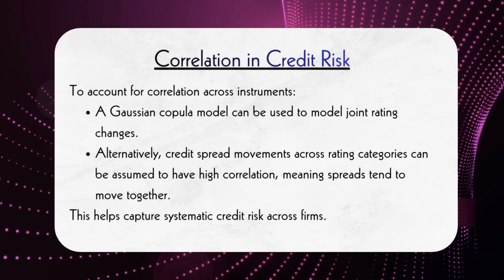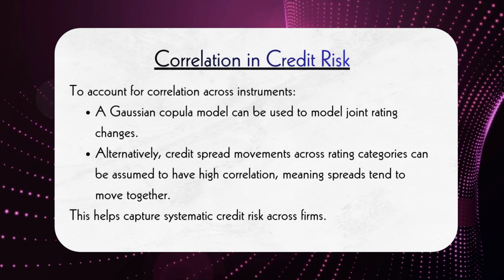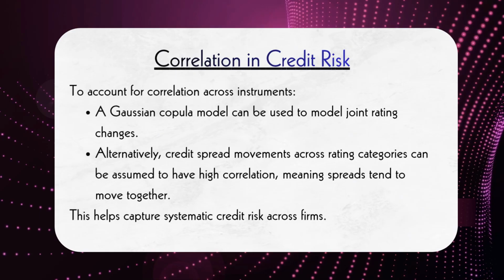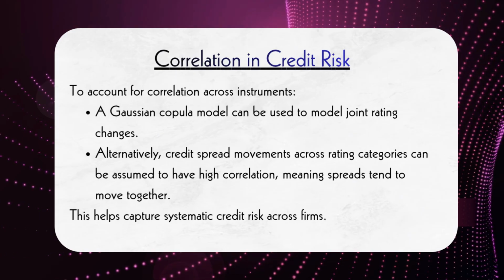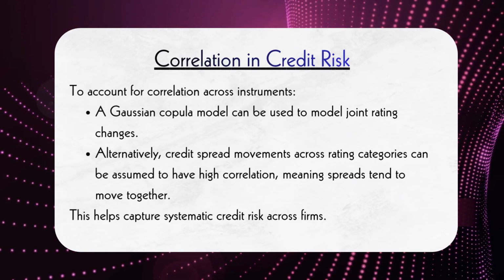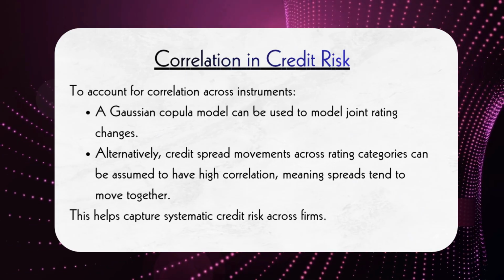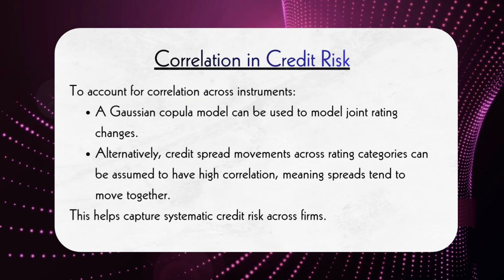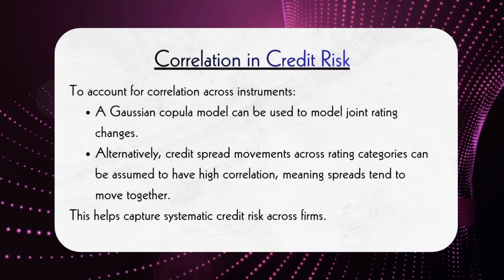Now, an important aspect of credit risk is correlation. Credit events are not independent. For example, during economic downturns, many firms may get downgraded together. To capture this, we can use a Gaussian copula model, or we can assume that credit spreads across different ratings move together with high correlation. This helps us model systematic risk more accurately.